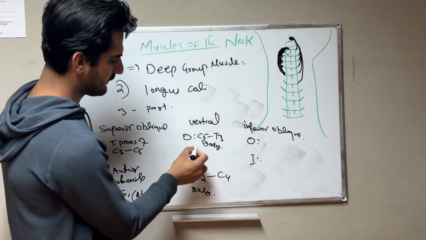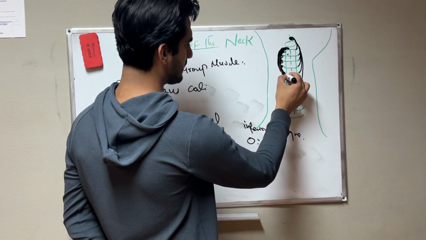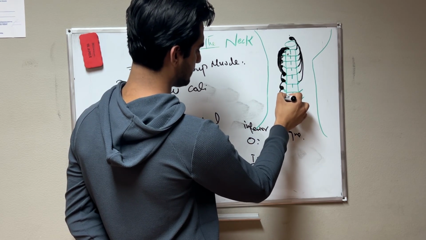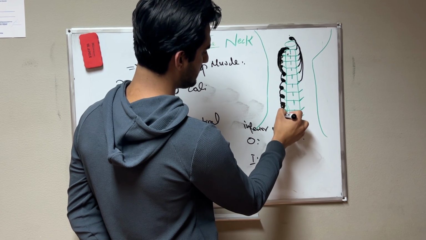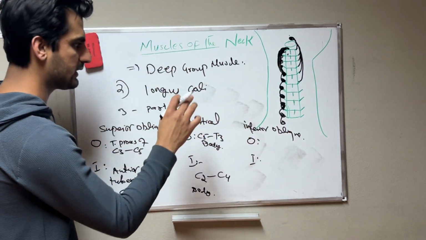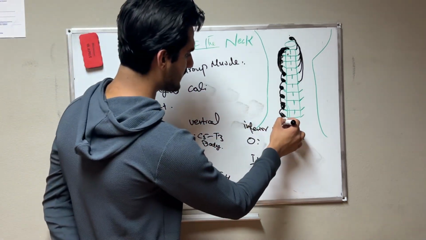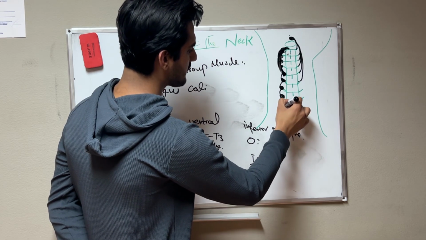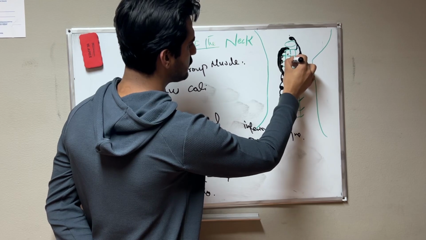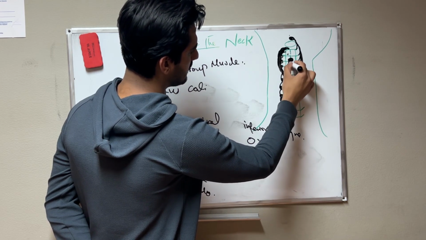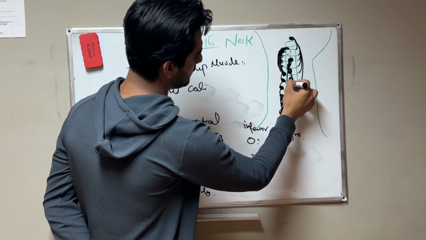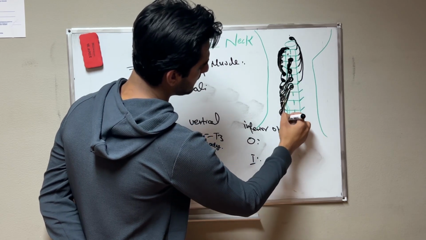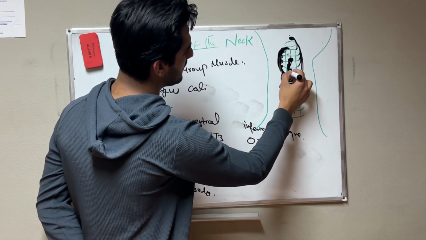Now the origination is from C5, C6, C7, then we have T1, T2, and T3. This is the origin of the vertical part. Now where is the vertical part inserted? C2 to C4. We insert here, C2 to C4. This muscle is like this, in an oblique form. You can see this. That's why it is called oblique.